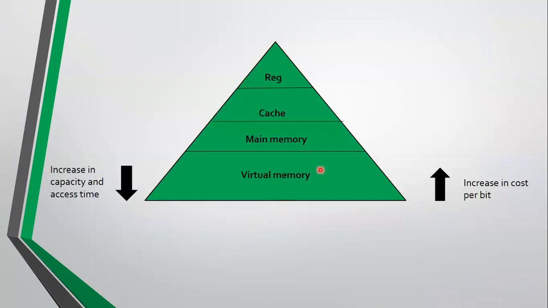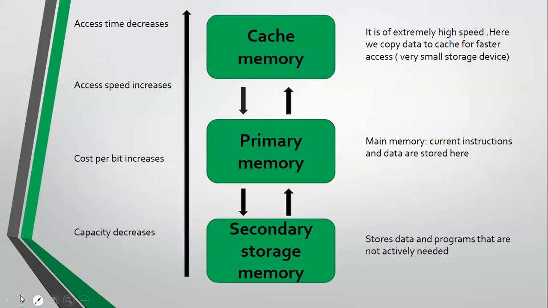Now looking into this four-level memory hierarchy pyramid, looking from down to up, we will see that the cost per bit will increase, and that's because the time it takes to access the above ones is much less than the time it takes to access the below ones, which are of larger capacity.